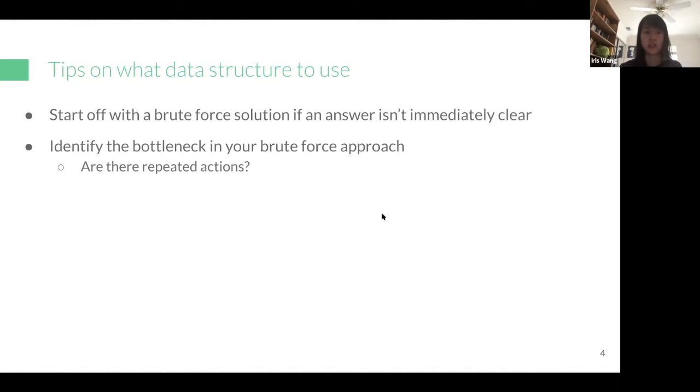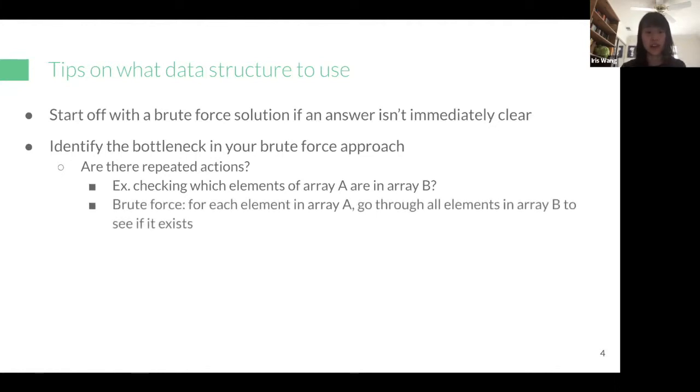Things to consider are, is there anything happening that's repetitive? For example, if you're trying to check which elements of array A are in the other array B, the brute force would be that for each element in array A, you go through all the elements in array B to see if it exists. But maybe you can consider utilizing a set instead. So how can you utilize extra data structures to improve on that situation?